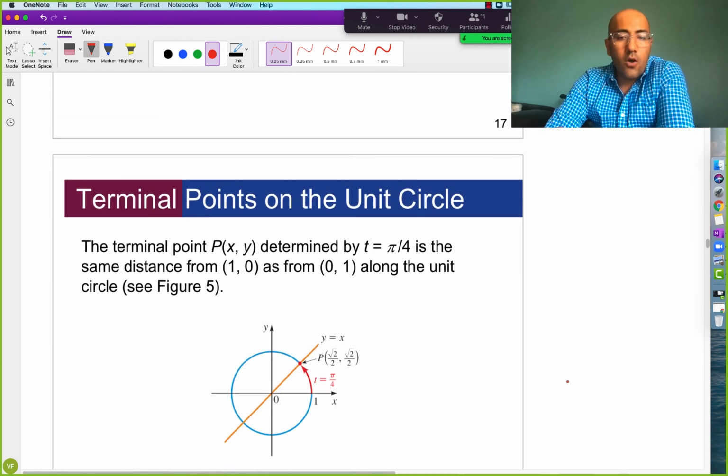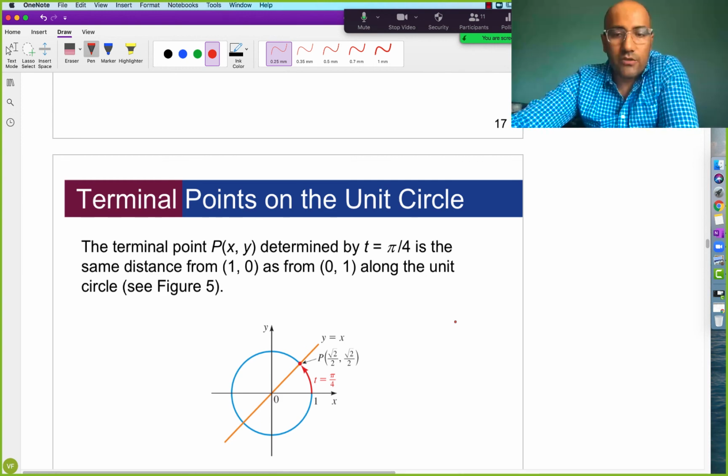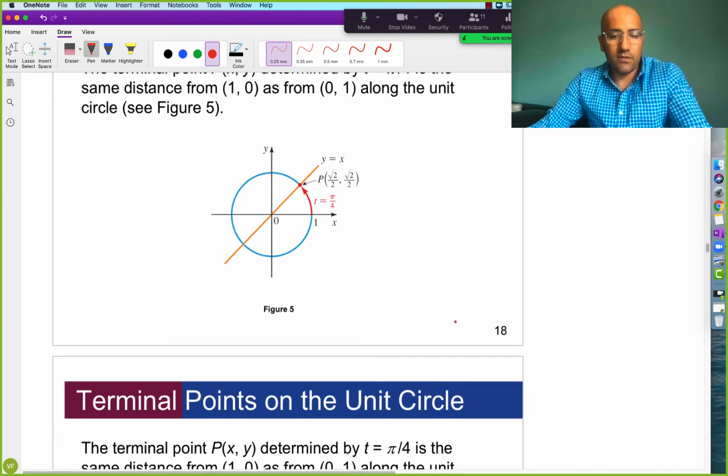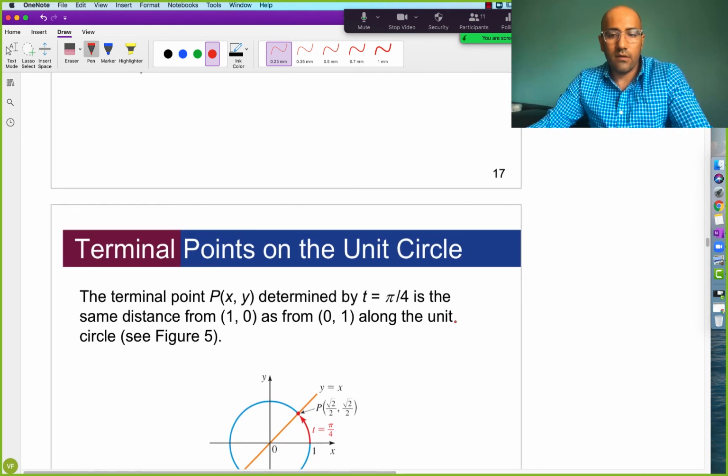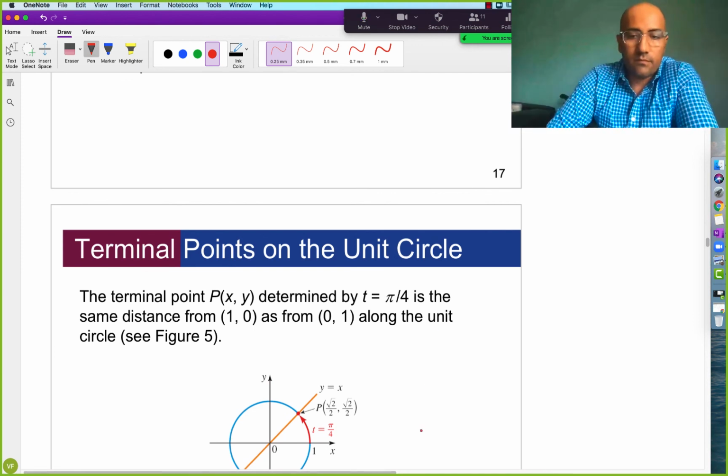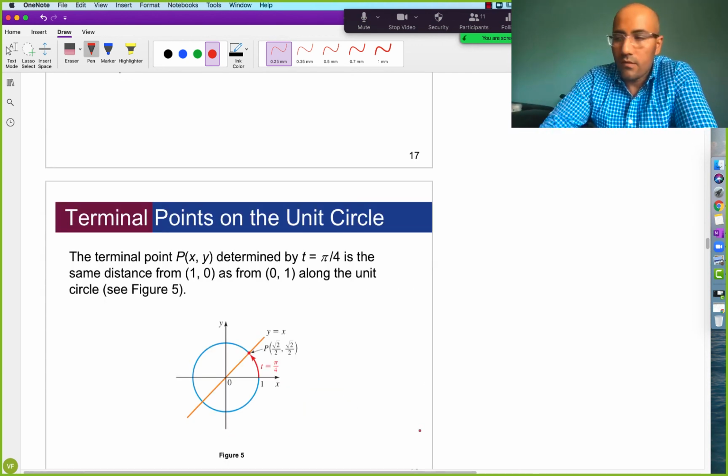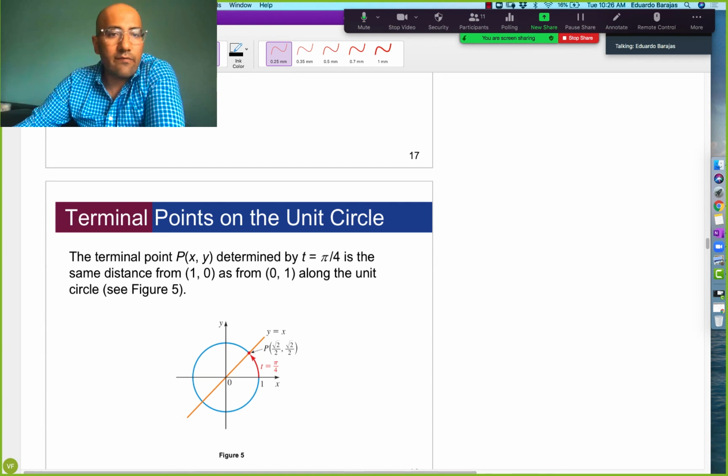Good. Okay, well, there's another one that we can figure out, which is this one. And this is another standard one that we can figure out by using geometry. So let's say that we have this unit circle. Let's figure it out. Let's say that I want to figure out what this is.